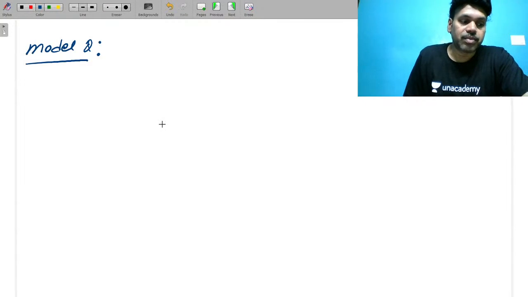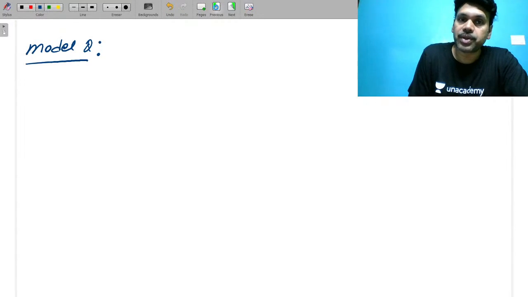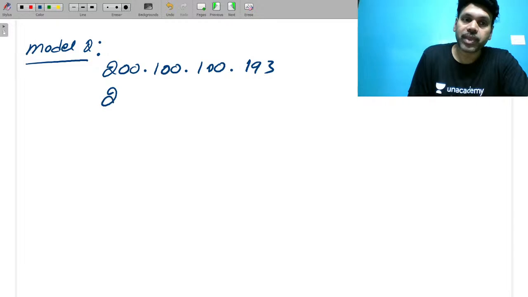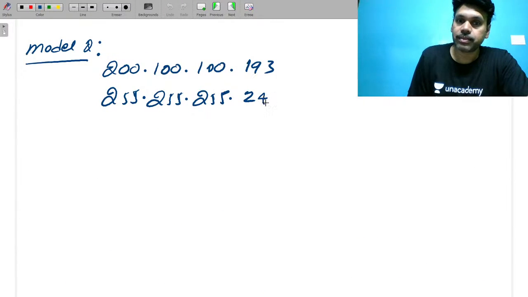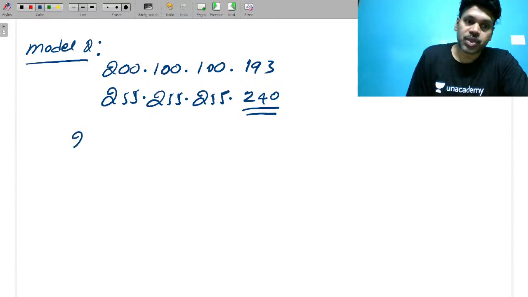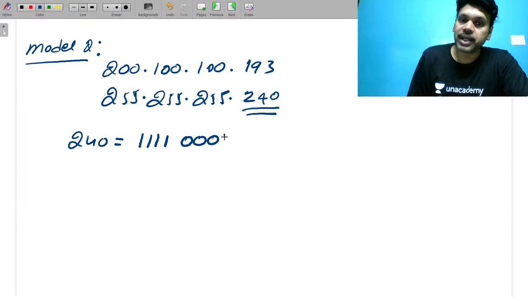So let us do model 2. What is a model 2? So take your number 200.100.100.193 and the mask is 255.255.255.240, right? So your 240 is subnetted like this. Now you observe what is your subnetwork size.